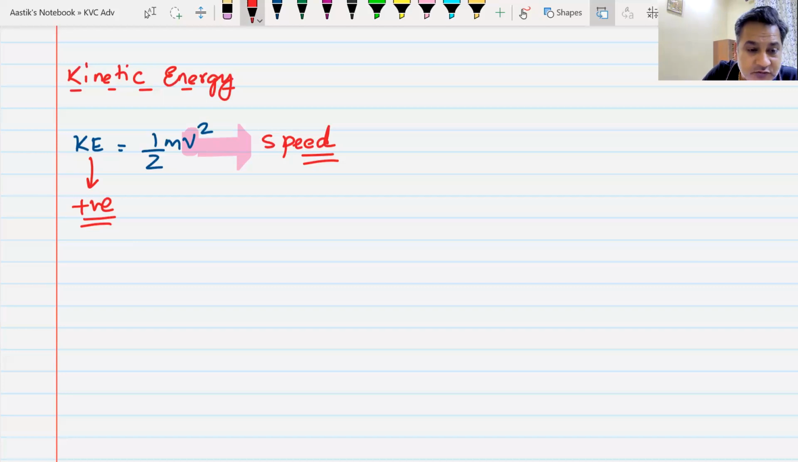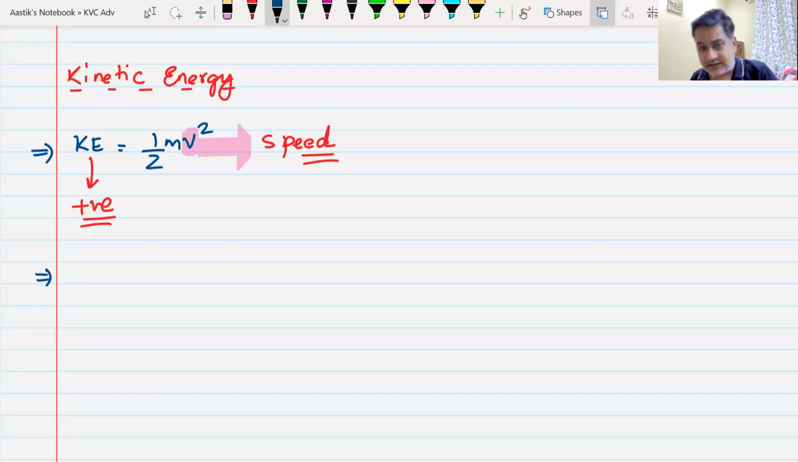Do we understand this? Yes or no? Yes, sir. That is one thing that you must understand. Then kinetic energy: to find the kinetic energy at any point, you have to multiply mass with velocity or speed square. So it's an instantaneous thing.